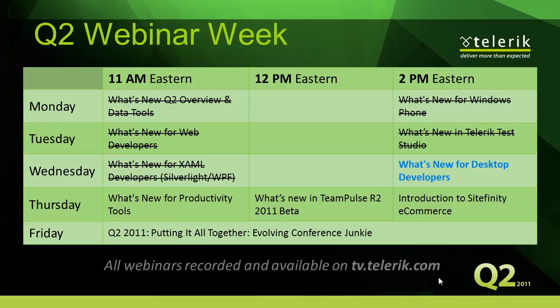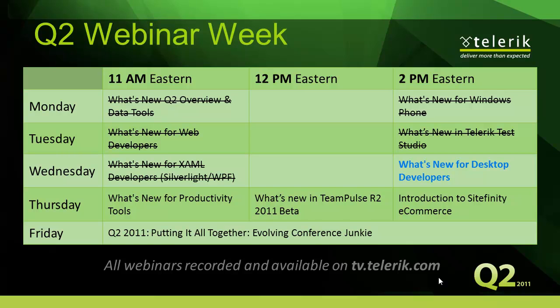Just a quick review of where we are this week. We've had a jam-packed week of webinars already. Monday and Tuesday, we had the overview of Windows Phone. Tuesday, web developers that covered Ajax and MVC. Telerik Test Studio, a very, very good feature-packed demo yesterday on the Test Studio and what's new in that. This morning, what's new for XAML in Silverlight and WPF. And then here we are, 2 p.m. Eastern Time, what's new for desktop developers. But we're not done yet. Tomorrow, we've got 3 webinars, count them 3. What's new for productivity tools?